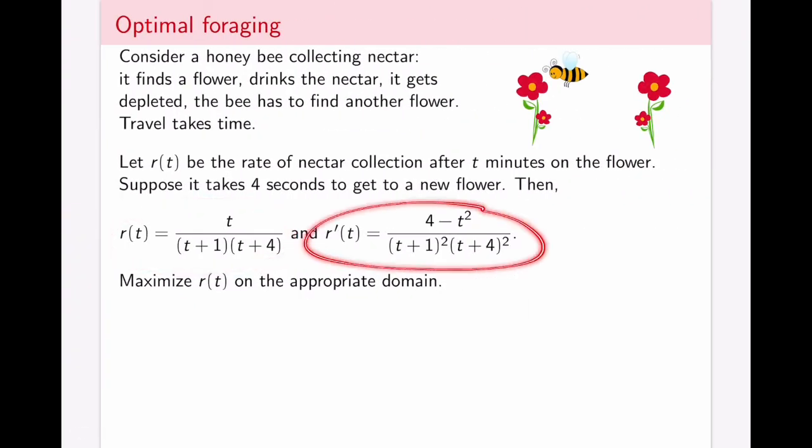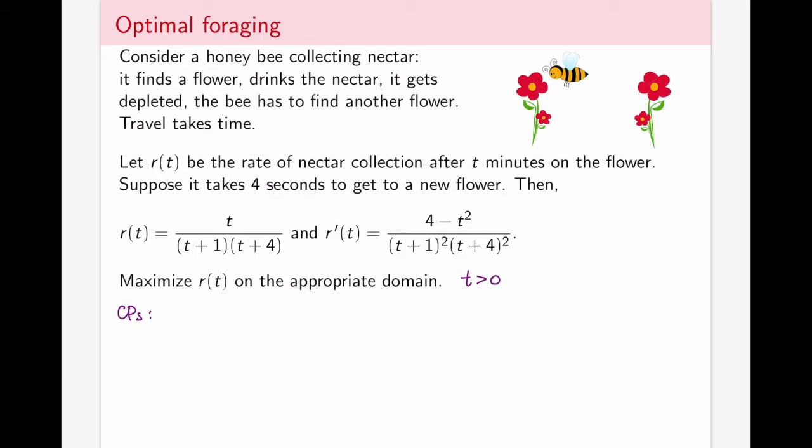And here is its derivative. I've already computed it for us. And we would like to maximize it on the appropriate domain. So remember, I had that t is greater than 0, from 0 all the way to infinity. So the first thing I have to do here is to figure out what my critical points are.